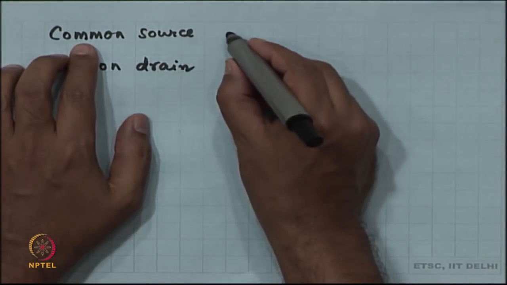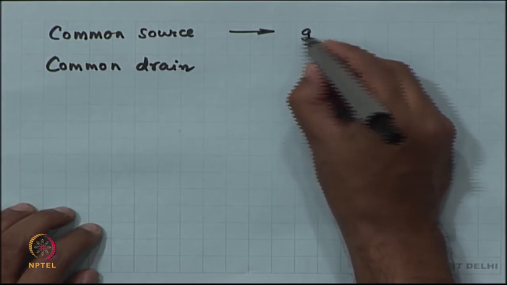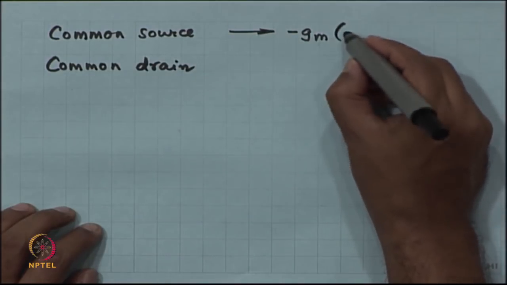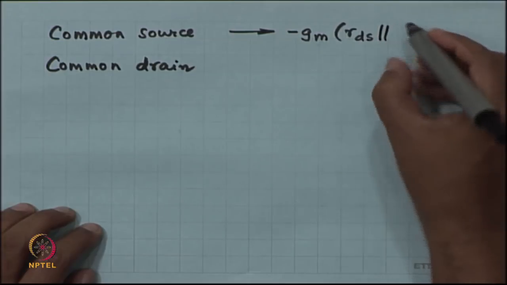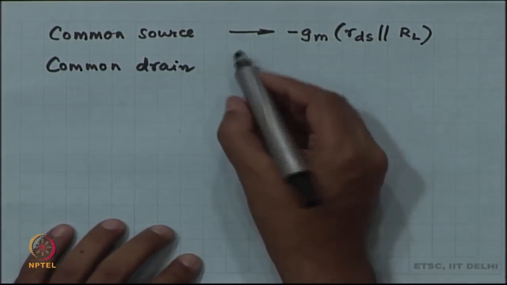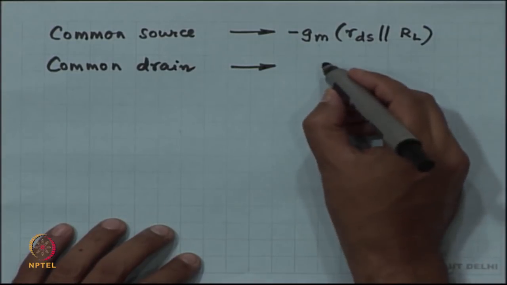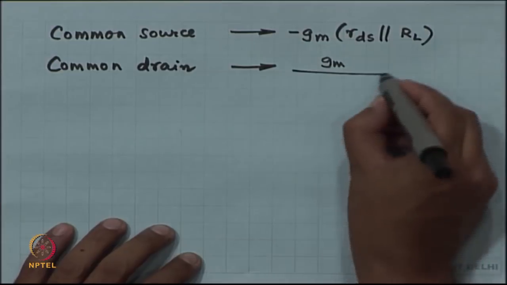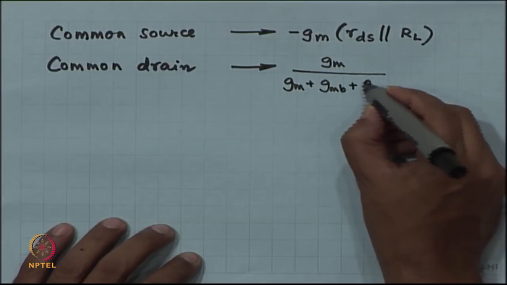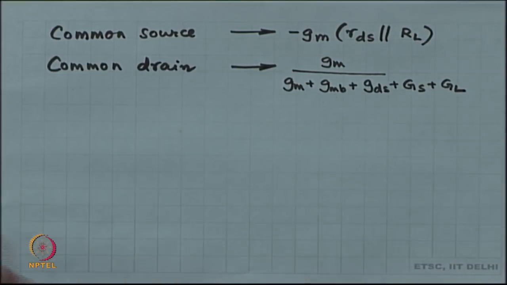amplifier. So, the common source amplifier gave me a gain, a maximum gain of minus GM RDS, but if you do not say maximum, it is some RDS in parallel with some load. This is what we had seen earlier, and when you look at the common drain circuit, this gave me a voltage gain of GM by GM plus other things, GMB for example, GDS for example, GS, GL and all kinds of conductances.